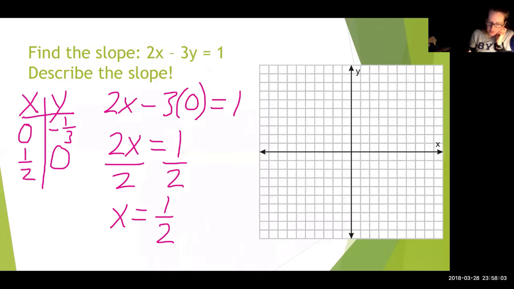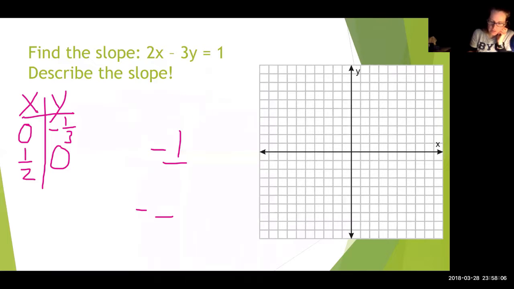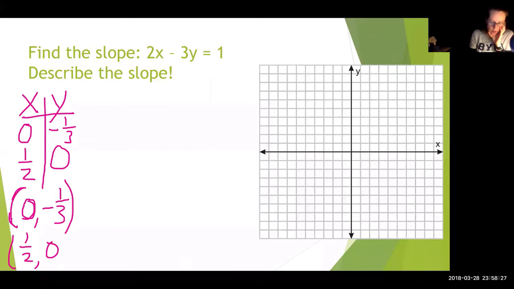All right, now we've done that work. Now we can figure out what the slope is. So we have 2 points: 0, negative 1/3, and 1/2, 0. Oh shoot, hold on. We're going to call this our x1, and this is our y1, and this will be our x2. This is our y2. Sorry, I don't have very much room there.